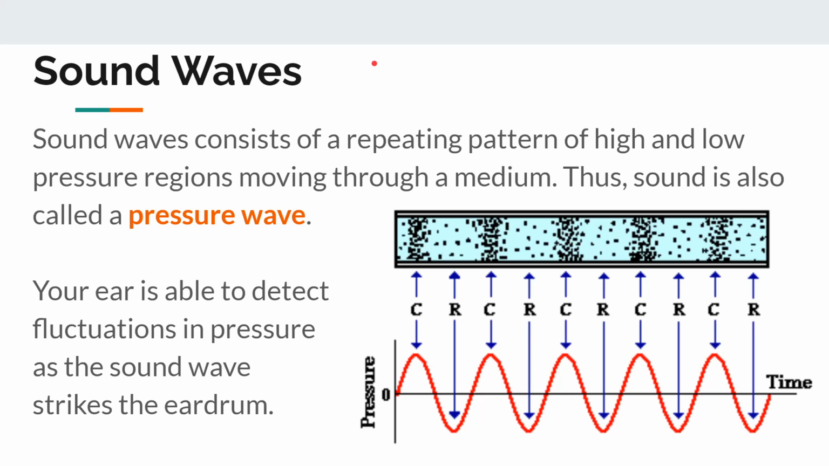So again, sound waves consist of a repeating pattern of high and low pressure regions moving through a medium. Thus, sound is also called a pressure wave. Your ear is able to detect fluctuations in pressure as the sound wave strikes the eardrum.